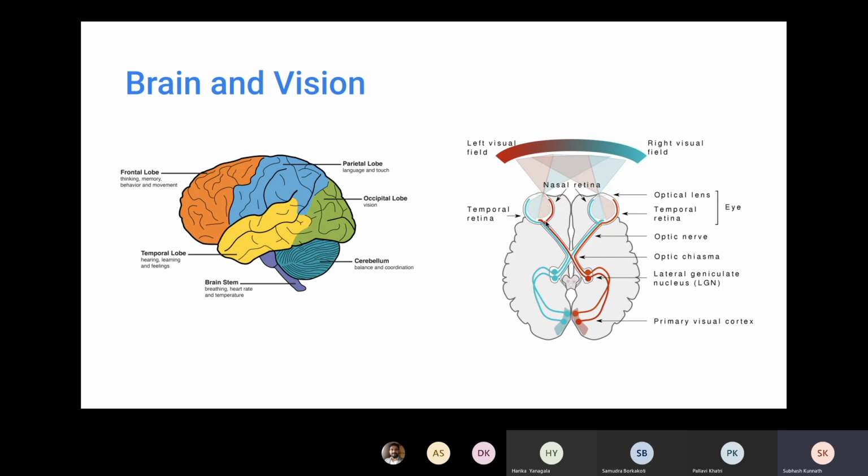One is called rod cells, and the other is called cone cells. Rod cells help in low light and monochromatic vision. And cone cells have three different flavors: one for red, one for green, and one for blue light perception. And it helps in color vision.